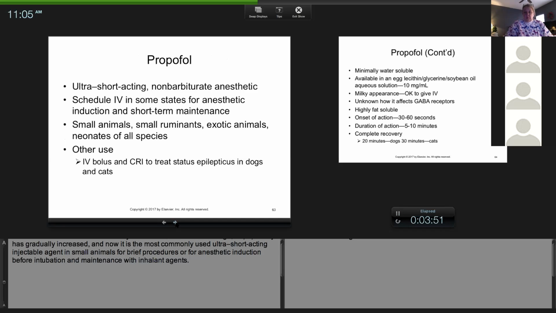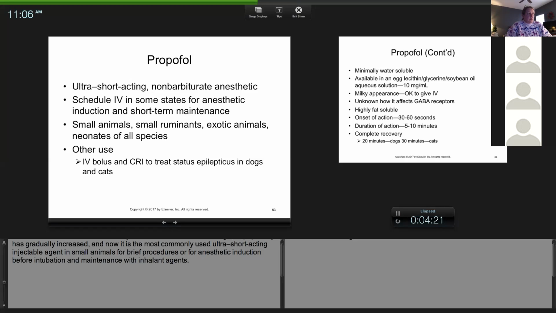The first drug was propofol, and the key here is it's an ultra short acting non-barbiturate. It is also called a hypnotic, puts them in a state of almost hypnosis. So those are the two categories, but it's non-barbiturate. It is not controlled currently in Indiana. Even though it says here that some states are scheduled, currently it's not controlled, doesn't have to be recorded.